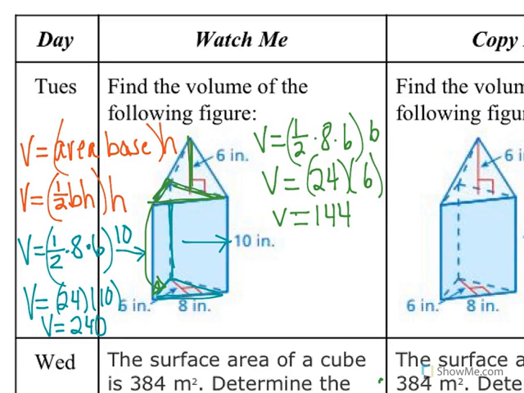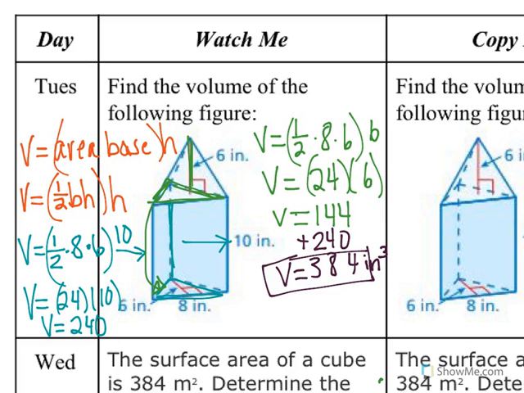So we found our two volumes, but to find our composite volume, we have to add them together. One has a volume of 240, the other has a volume of 144, and if we add that together, we get that the total volume, the composite volume, is 384. This would be inches cubed. Remember, volume is always cubed.